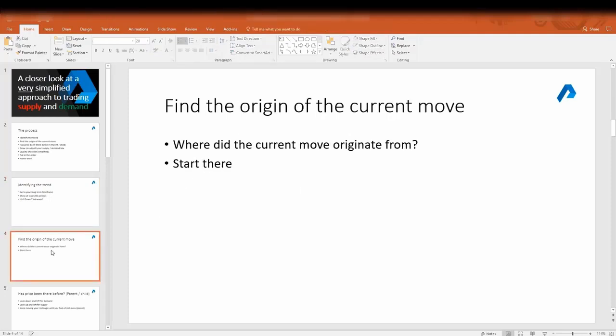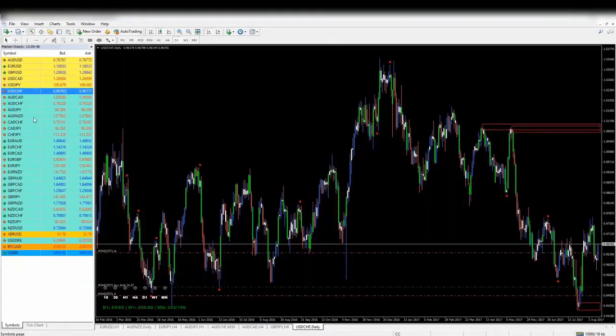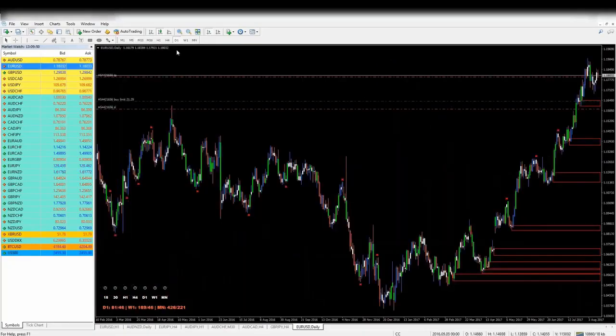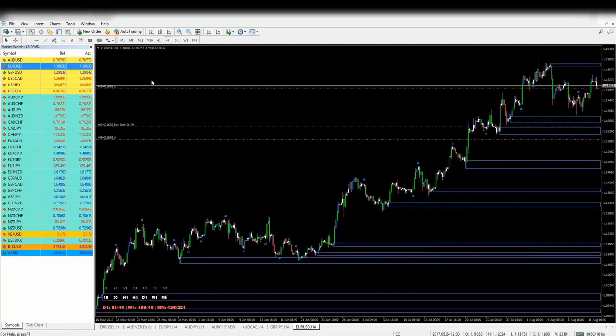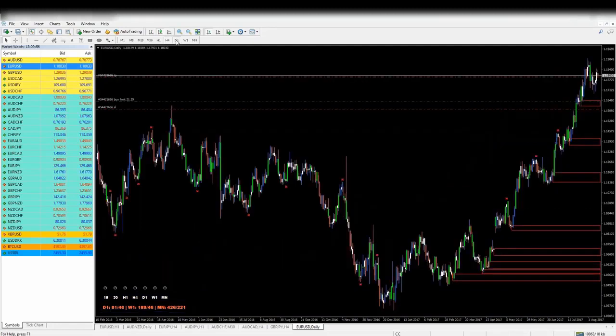Then we have this one, find the origin of the current move. And this is where you ultimately start your analysis. So if we go back to the euro, which is a really nice example of price that is trending on the 4-hour chart, where is the origin of this move? I have to go out once again. You can see the origin of this move is actually all the way down here. This is where this move originated from.